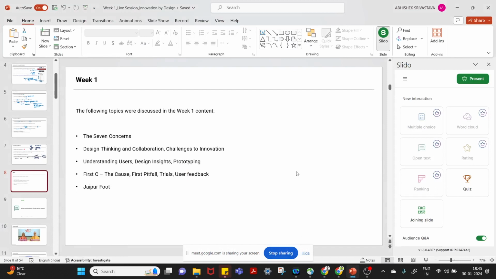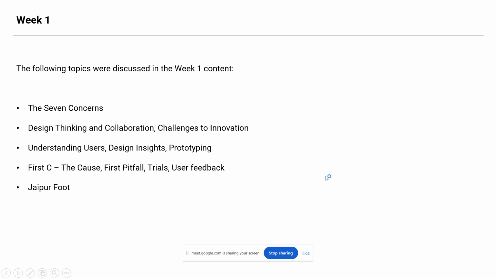Right. If any one of you can please tell me if you're able to see the screen. Is it visible? Yes, sir. Visible, sir. Yes, sir. बहुत बढ़िया, thank you so much.